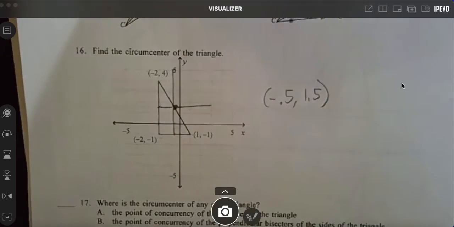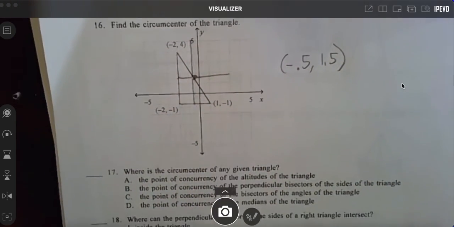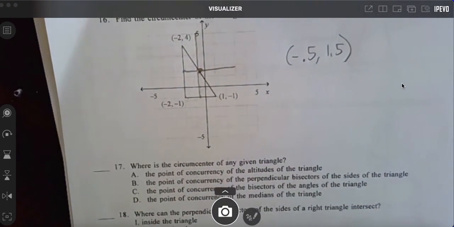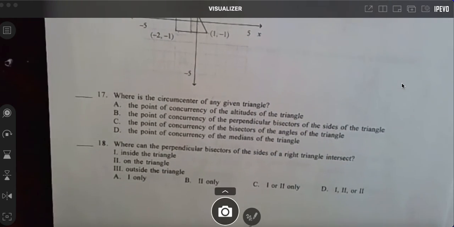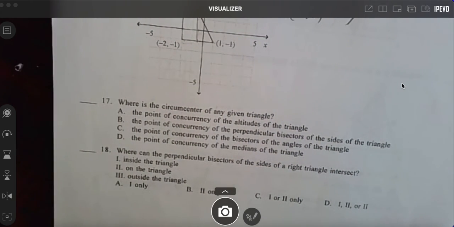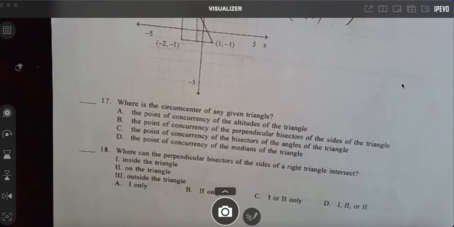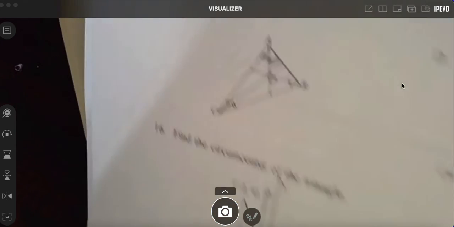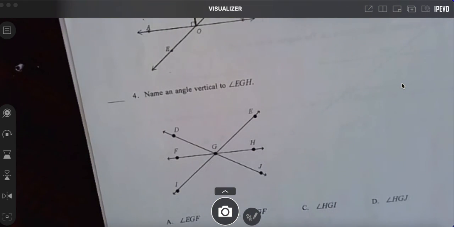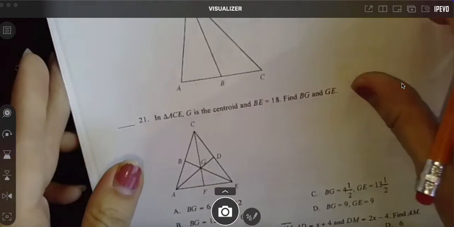Number 18. Where can the perpendicular bisectors of the sides of a right triangle intersect? We just did that. On the triangle. It's 2, which is B. It's the exact same thing we just did. And y'all, there was that picture in the book that if you want to draw that on your note card, you can. So you'll have all those pictures. That's what I would recommend.